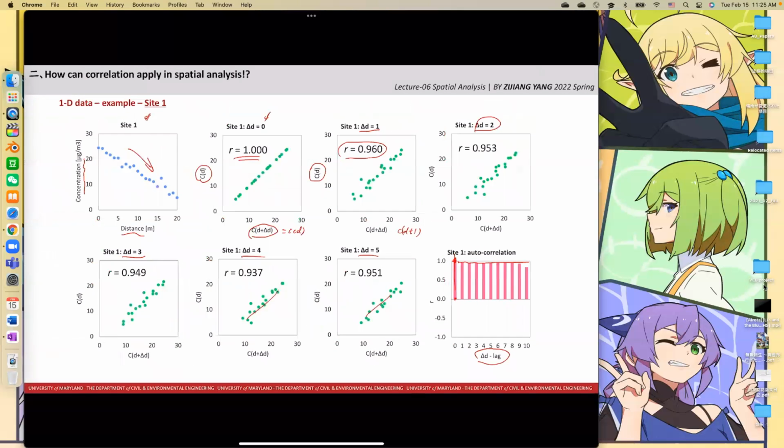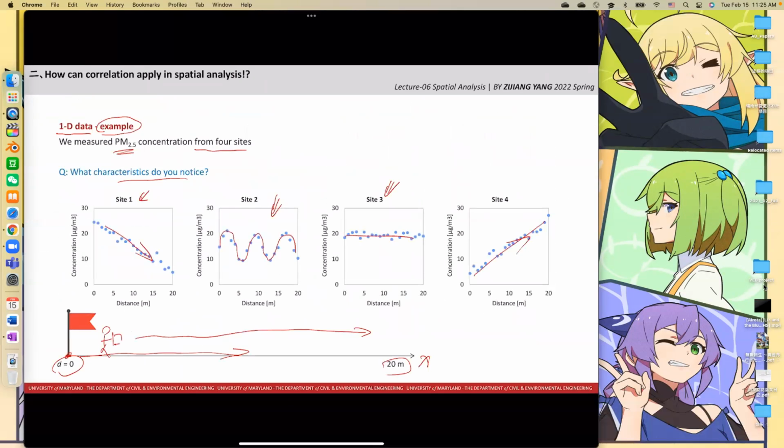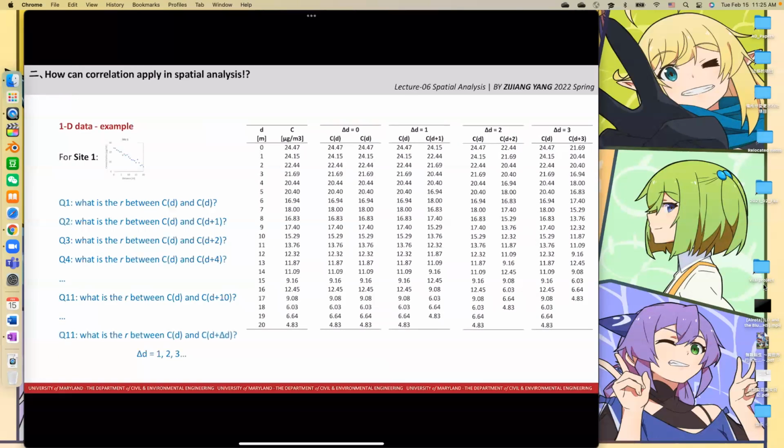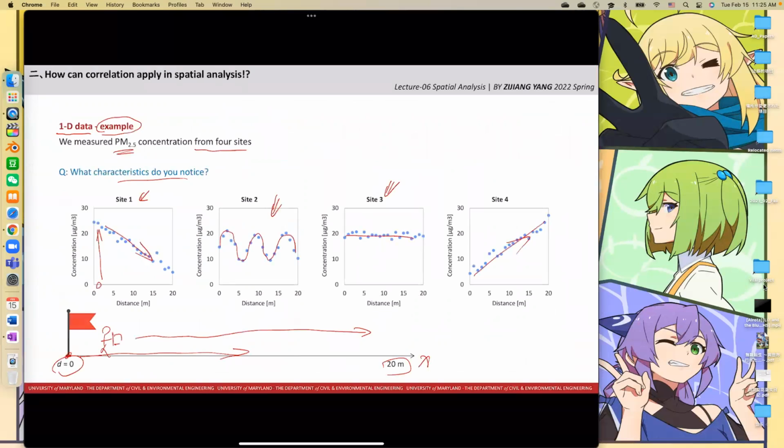Yes. What exactly is D? D is a distance. So D is a distance of the concentration, or we can take a look at this. This is our data. At D equals 0, we have a concentration. At D equals another value, we have another concentration. And here D equals the distance from the original point.